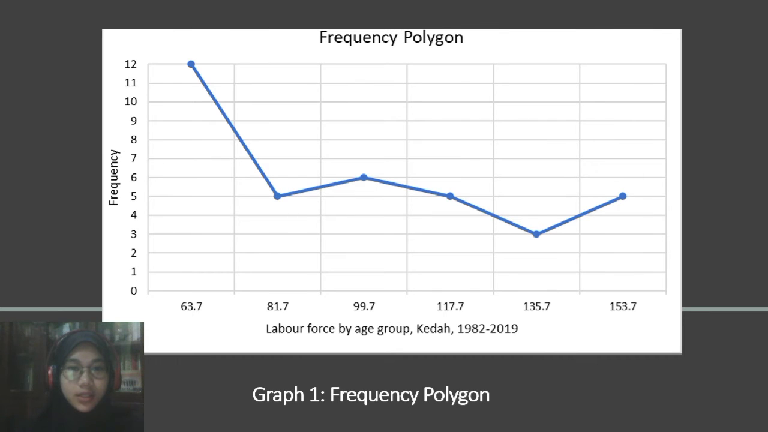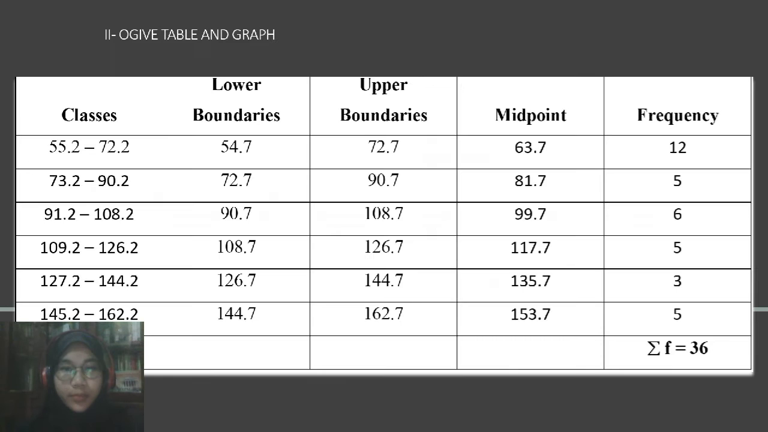Next, this is the frequency polygon graph. As we can see here, the highest frequency is 12, at 63.7, for the labor force by each group in Kedah, 1982 till 2019, and the lowest one is frequency 3, at 135.7, for the labor force by each group in Kedah, 1982 till 2019.